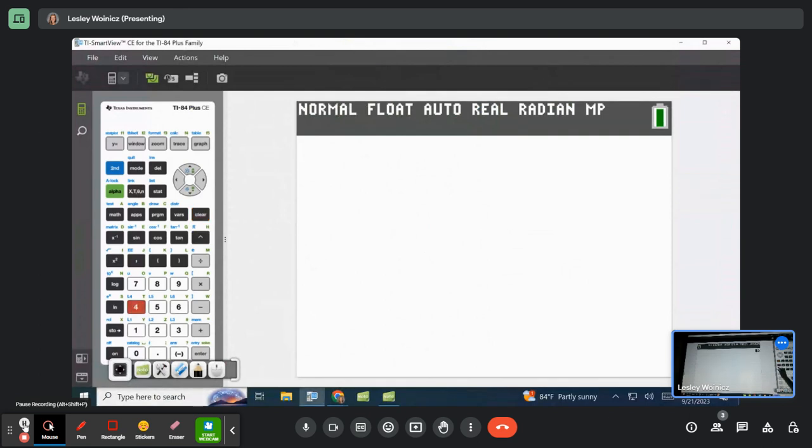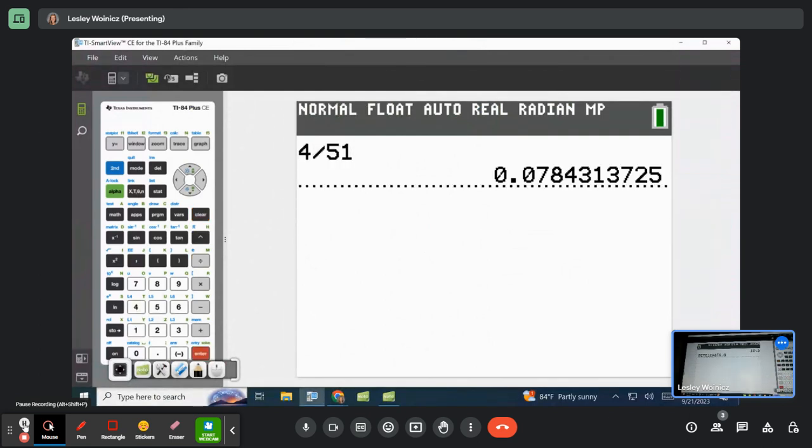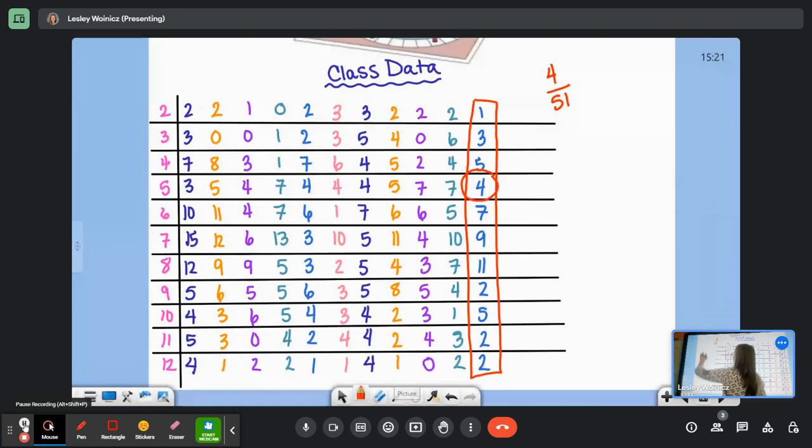We're going to do 3 decimal places because that's what the pre-AP people all do all the time. Yep, 0.078. Okay. So approximately 0.078.